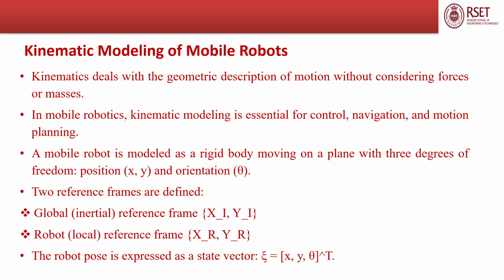the x axis, position along the y axis, and orientation represented by the angle theta. To describe motion, two different frames are defined: the global or inertial reference frame and the robot or local reference frame. The robot's pose is expressed using a state vector consisting of x, y, and theta. This representation allows us to mathematically describe the robot's motion.